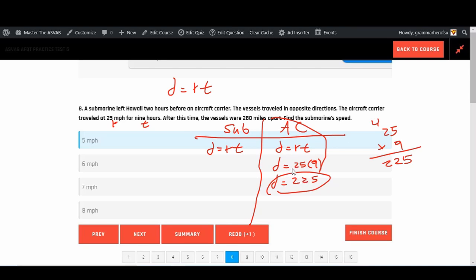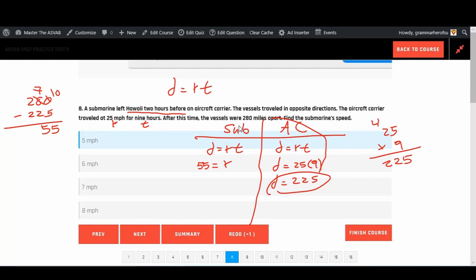Okay? Which means that the sub had to travel 280 minus 225 miles. So let's do 280 minus 225. 0 minus 5 we can't do. We have to borrow. This becomes 7. This becomes 10. 10 minus 5 is 5. 7 minus 2 is 5. 2 minus 2 is 0. So this 55 miles is how far the sub traveled. So we know the distance that the sub traveled was 55 miles. We don't know the rate at which it traveled, so I'm going to leave that as R. But we do know, thankfully, the sub left 2 hours before the aircraft carrier.